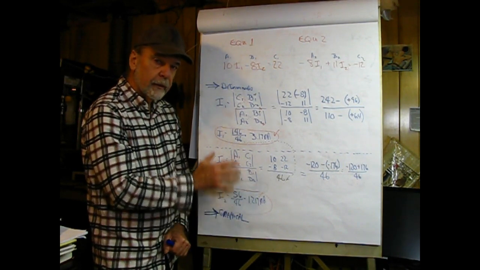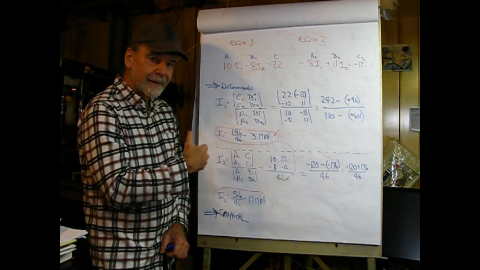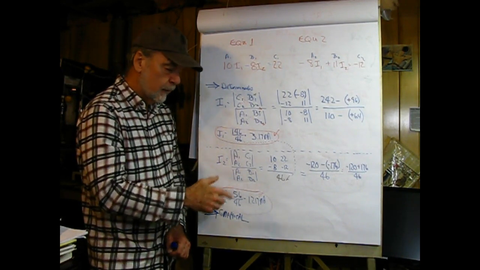From here, we can do what we did before and solve for VA by 8K times the quantity I1 minus I2.